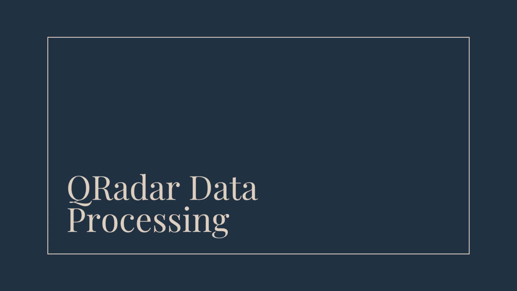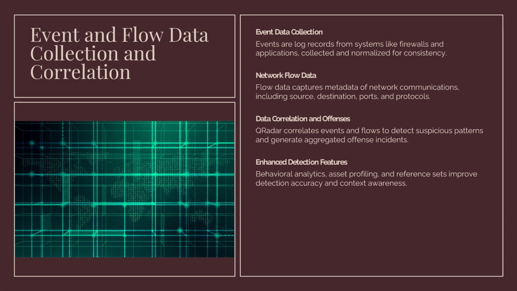QRadar data processing, event and flow data collection and correlation. Event data collection: events are log records from systems like firewalls and applications, collected and normalized for consistency. Network flow data: flow data captures the metadata of network communications, including source, destination, ports, and protocols.